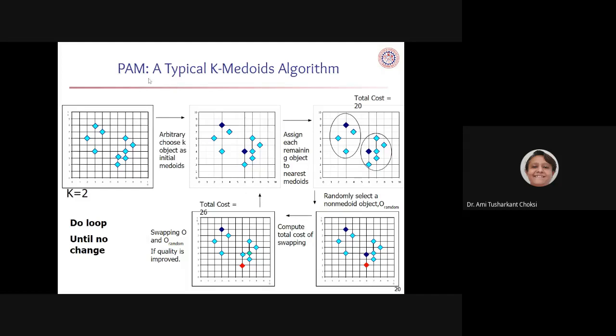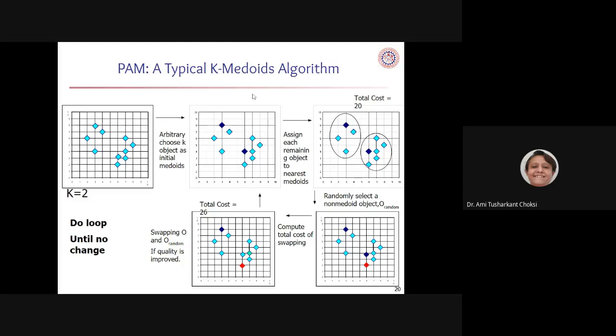So we are talking of PAM, Partition Around Medoids, a typical K-medoids algorithm. Fine. So let us see the procedure of it. We can calculate any numerical example also based on that, if we know the concepts. Okay, so K is equal to 2. Arbitrarily choose K objects as initial medoids. Any object we are choosing as the medoid.